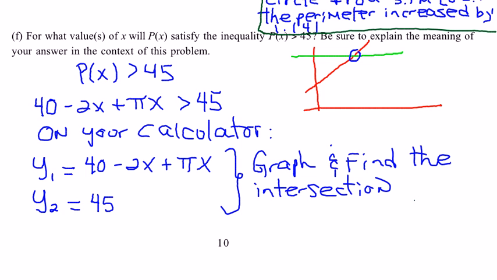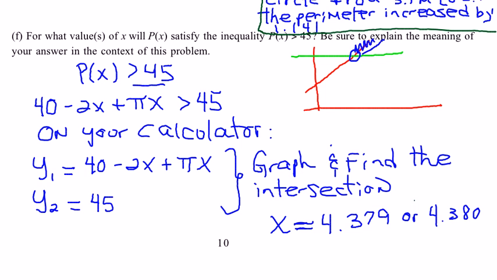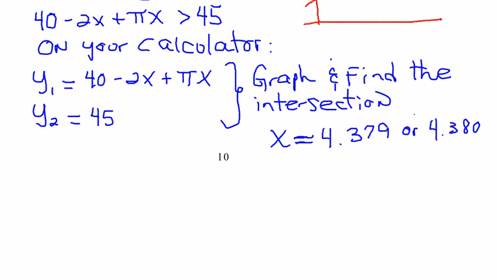Using this idea that this has to be greater than 45, I'm interested in every value that is beyond that point. If you do that, you get that x is approximately 4.379, or 4.380. Now that is the intersection point, like we said before. Since I want the values to be greater than 45, I'm looking for every value beyond that point. But be careful. We know that we need a value for x that is greater than 4.379.